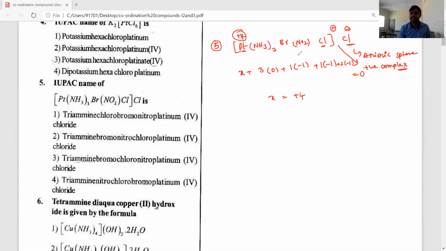Now different ligands are present. While writing the names of the ligands, we have to follow alphabetical order. Triammine starts with A, bromo starts with B, chloro starts with C, and nitro starts with N. According to alphabetical order, ammine comes first, so triammine, bromo, chloro, nitro, platinum.